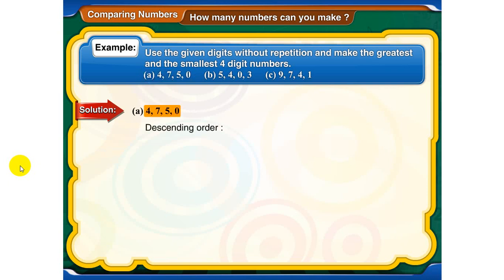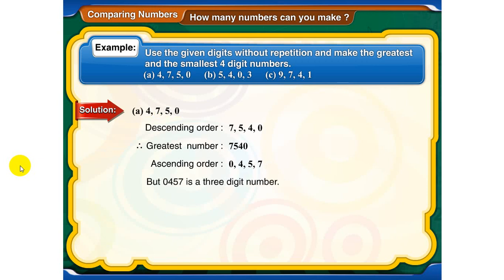Descending order of the given digits is 7, 5, 4, 0. So the greatest number is 7,540. Ascending order of the given digits is 0, 4, 5, 7. But 0457 is a 3-digit number. So we put 0 in hundreds place. So the smallest number is 4,057.